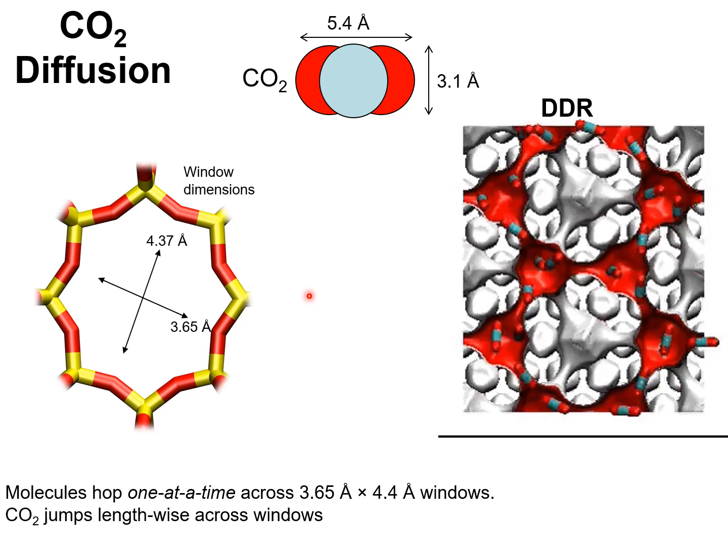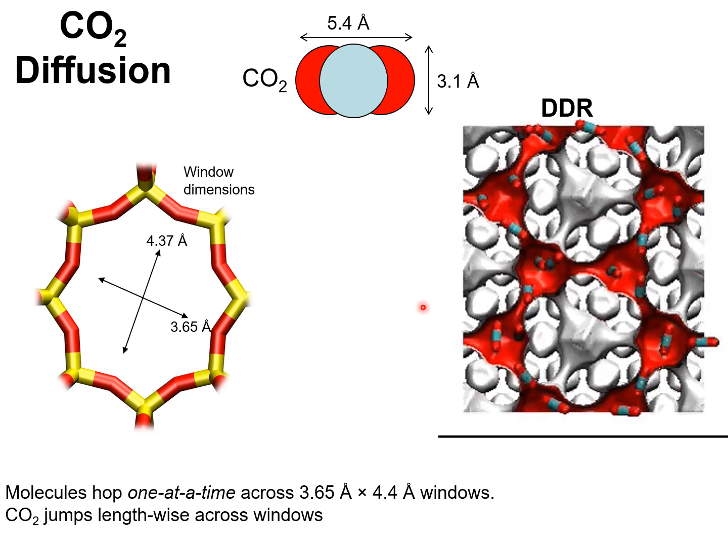Let's examine the intercage hopping of carbon dioxide in DDR zeolite. Carbon dioxide is a pencil-shaped molecule, and the minimum cross-sectional dimension is 3.1 angstrom, and the only way CO2 can hop across the DDR window is in a lengthwise direction.